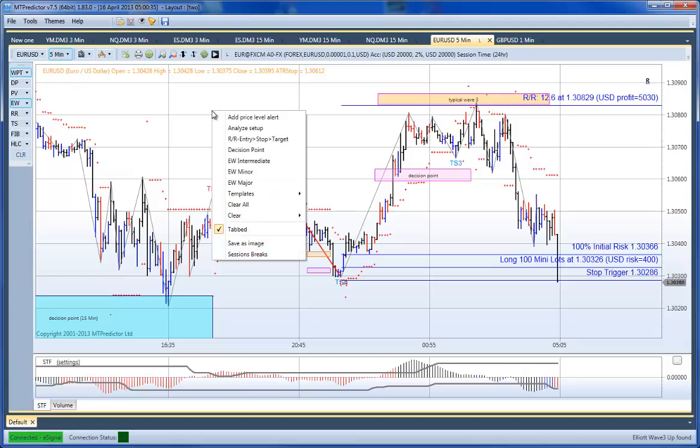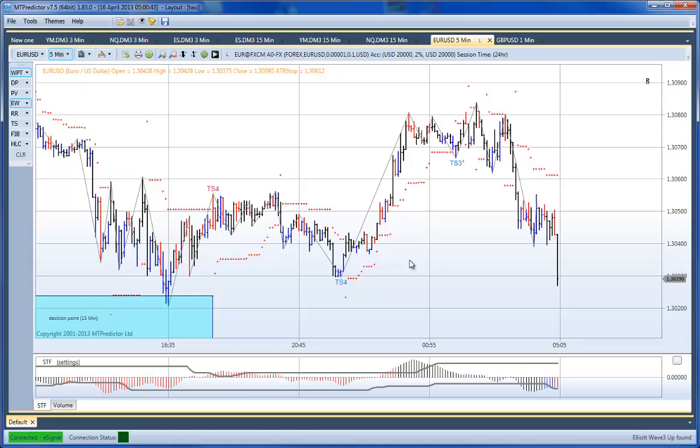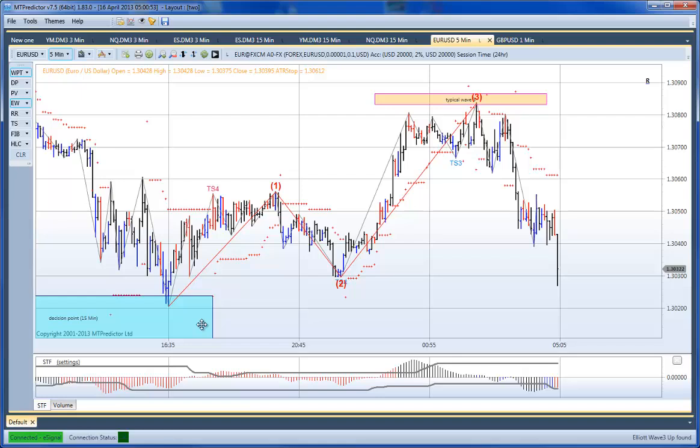Just to double check this, if I actually clear our analysis and I clear our WPTs, I just want to go up to this level here and just show you that if I come down and do Elliott Wave Major, you can see that this is what we're actually looking to play. So there's our larger degree support zone, which defines our important low. Here's our initial rally into a wave 1.